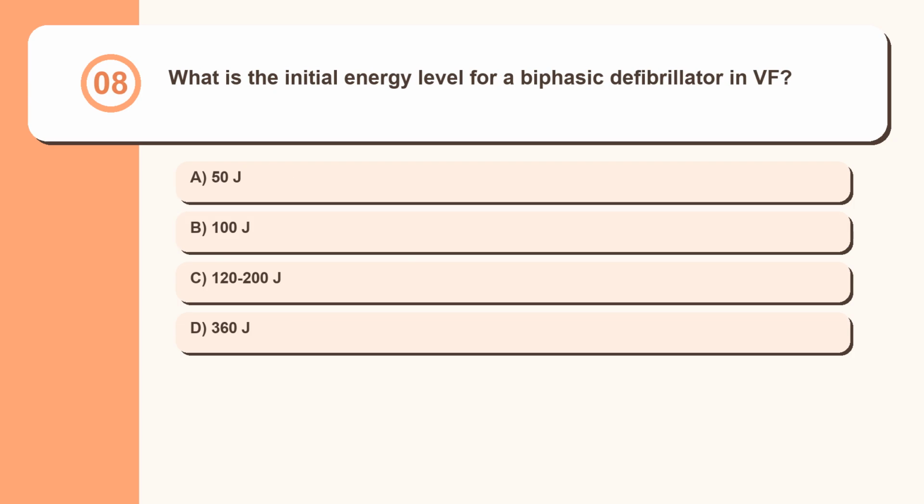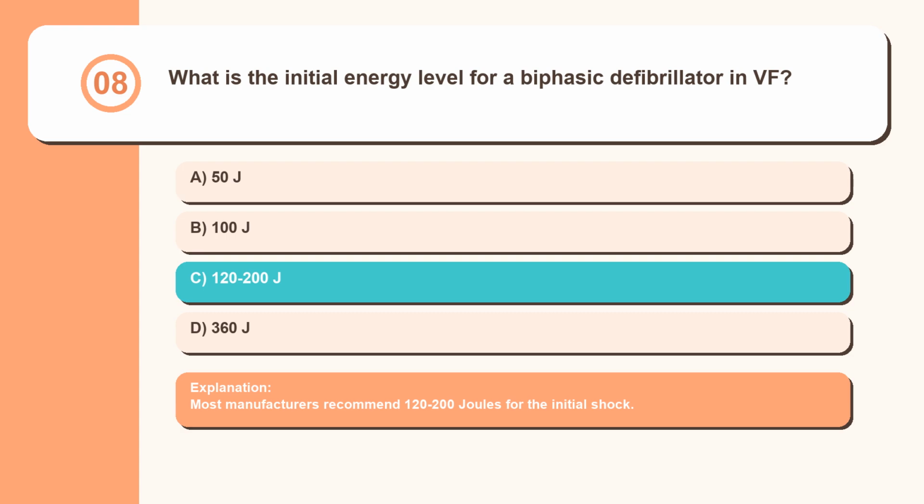Question 8. What is the initial energy level for a biphasic defibrillator in VF? 50 J, 100 J, 120 to 200 J, 360 J. Most manufacturers recommend 120 to 200 joules for the initial shock.